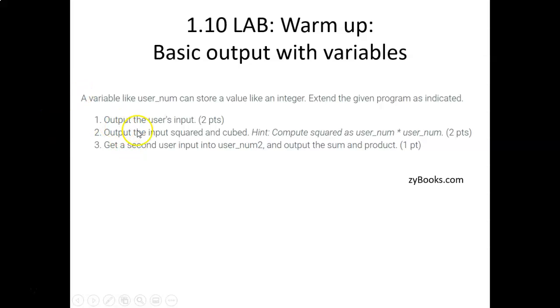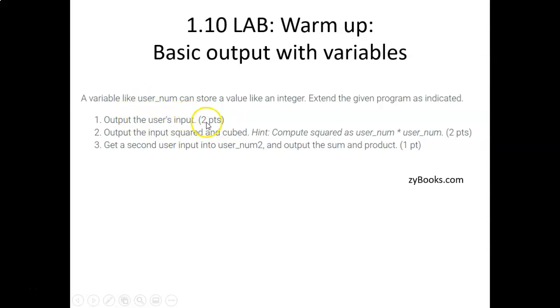The first part of the lab you're requested to simply output a user's input. So we're going to use the input statement that we discussed in part 1 of this video to capture some value that the user is going to input. Then we're going to take that input and square it and cube it. So think about this. That means the user's input must be a number.